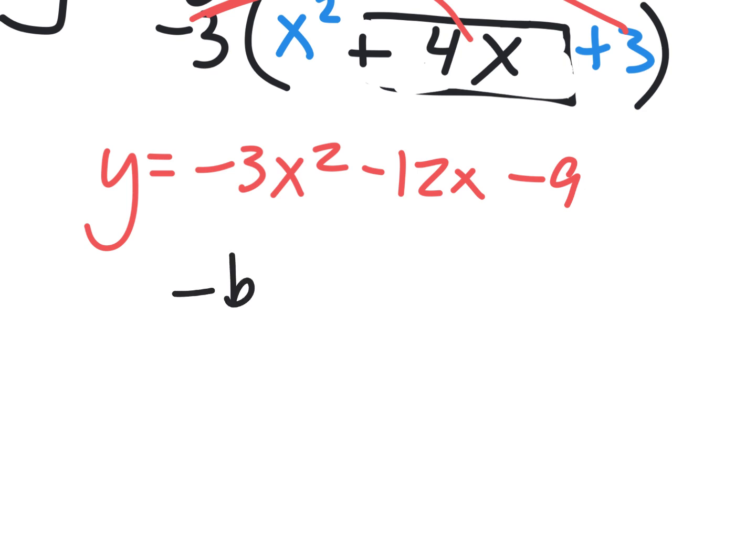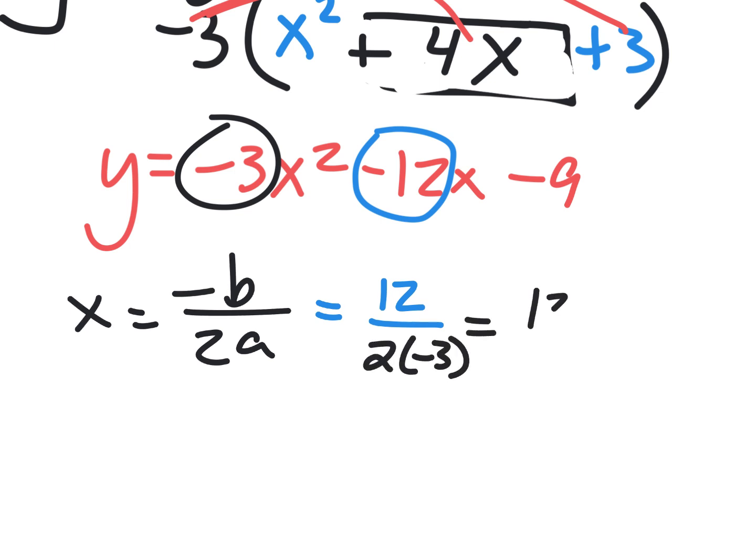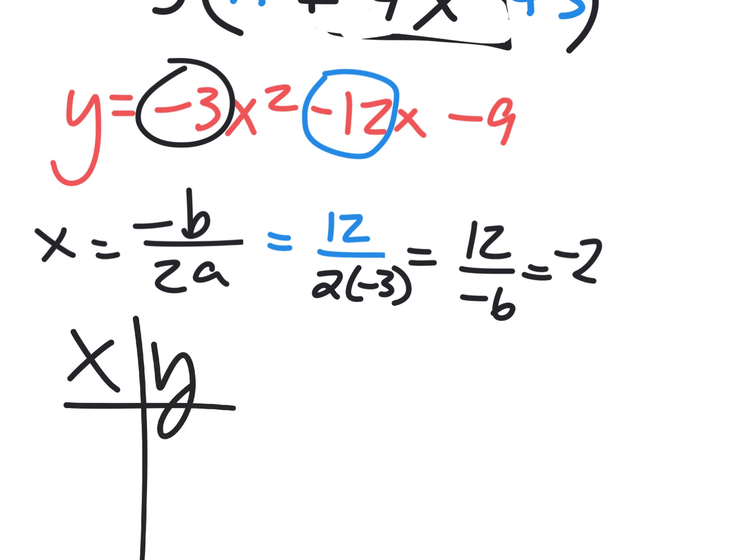Negative b over 2a is way better than just guessing and checking a bunch of points and figuring out which one's the lowest. It would work, but negative b over 2a is what x is. Always start with x equals on that. And then here's the negative b. Negative of negative 12 is 12. Can I just skip writing negative, negative? Sure. Over 2a, 2 times negative 3, and that makes 12 over negative 6, and that makes negative 2. That tells me that that would be the magic number to put in the chart. Negative 2 gives me my vertex.